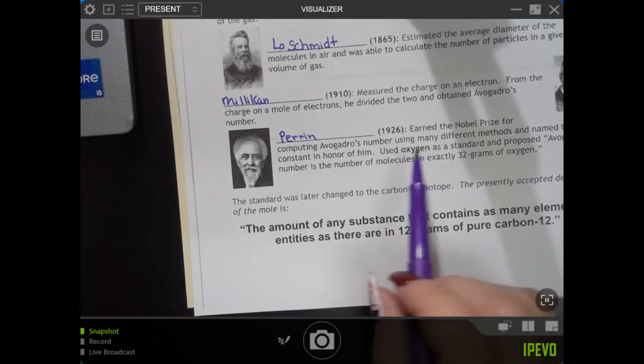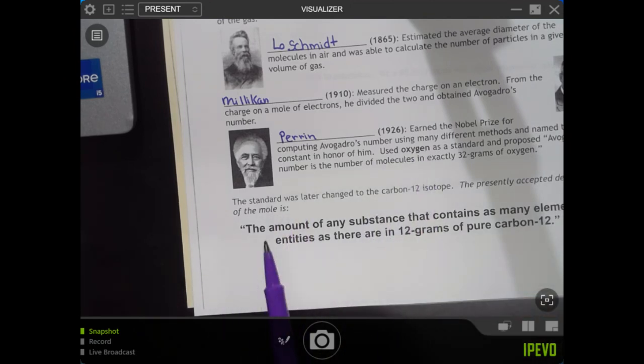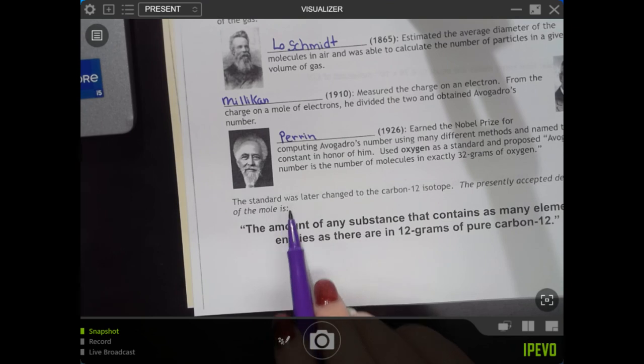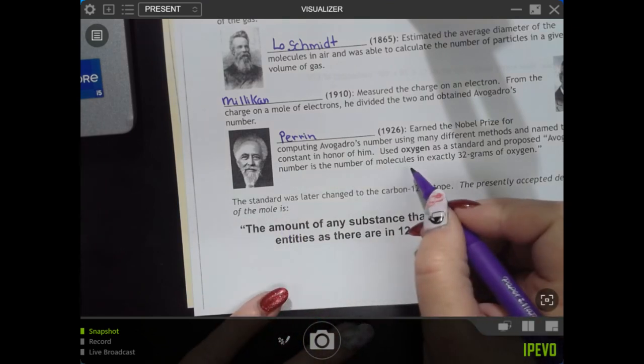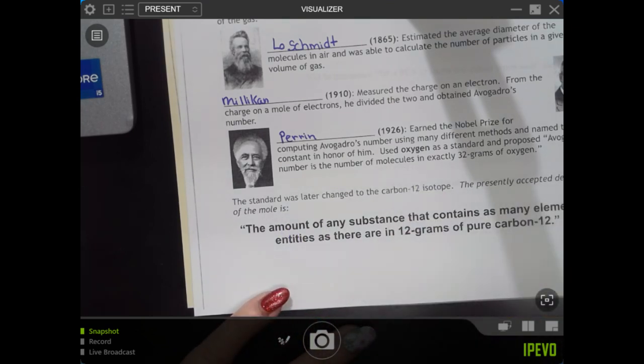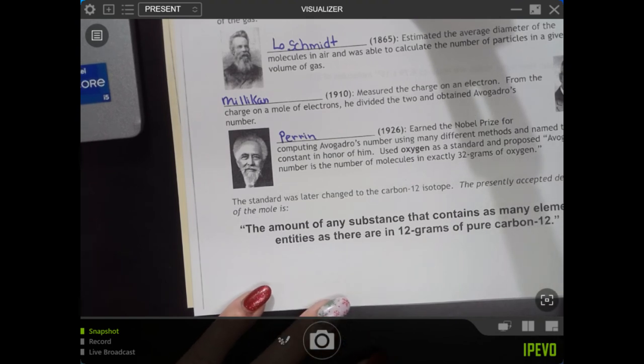But Perrin earned the Nobel Prize for computing Avogadro's number using many different methods, and he named this number of particles Avogadro's number in honor of Amadeus Avogadro. And he used oxygen as a standard and proposed that Avogadro's number is the number of molecules of oxygen in exactly 32 grams of oxygen.